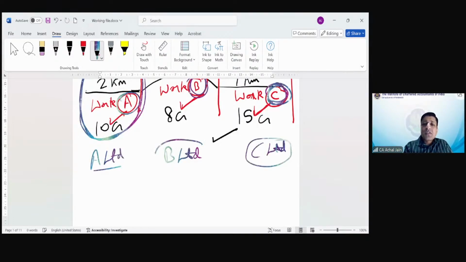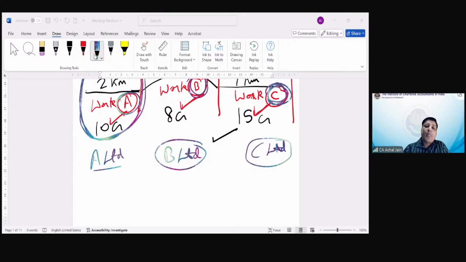Now in this case, for work A, who is going to recognize revenue? Tell me quickly. A Limited. Yeah, that's what Anirudh says. For work B, who will recognize revenue? Great. So Dilip says B Limited. For work C, who do you think will recognize revenue? Yeah. So it's C Limited.